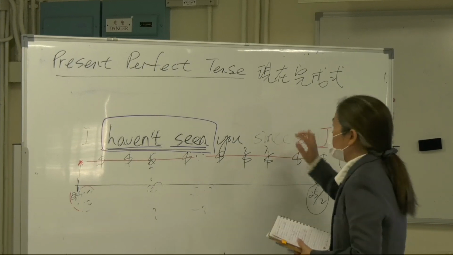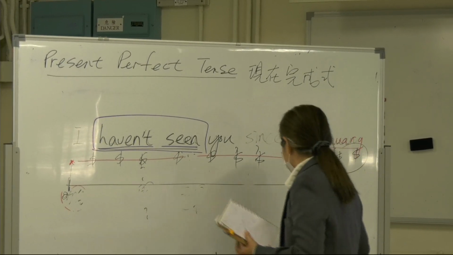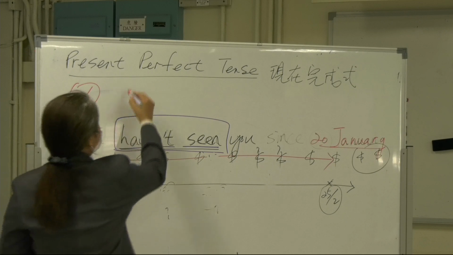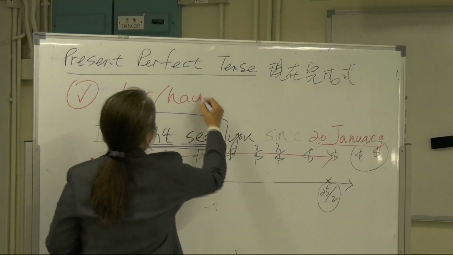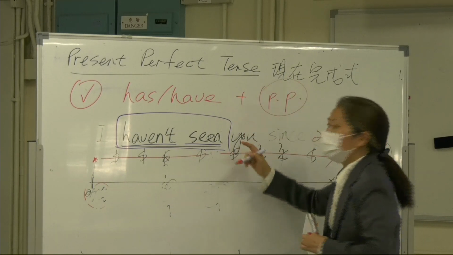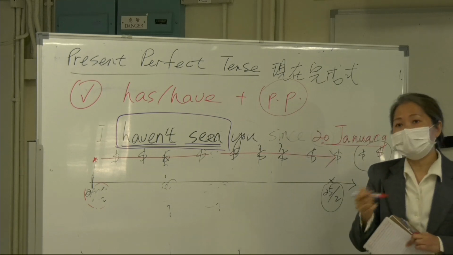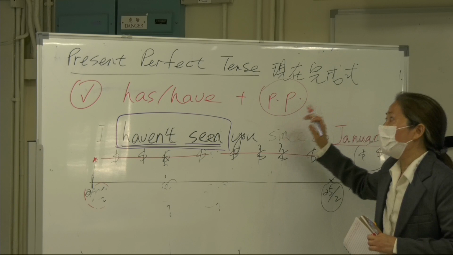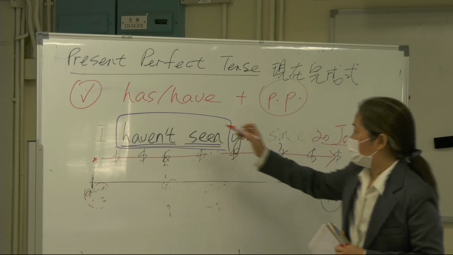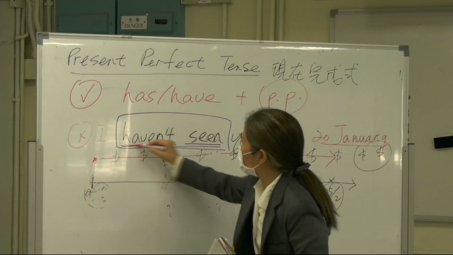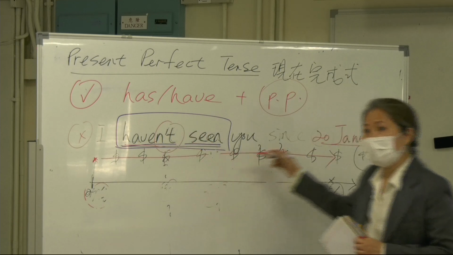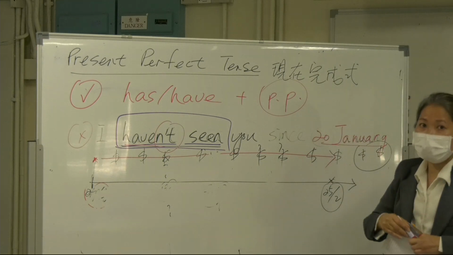Okay. And the form of the present perfect tense is like this. For a positive sentence, we use has or have, and then the past participle. Go, went, gone. See, saw, seen, past participle. For regular verbs, we add -ed, only -ed, just like the simple past form. And for the negative sentence, we add not after have or has. Okay, and this is the basic format of the present perfect tense.